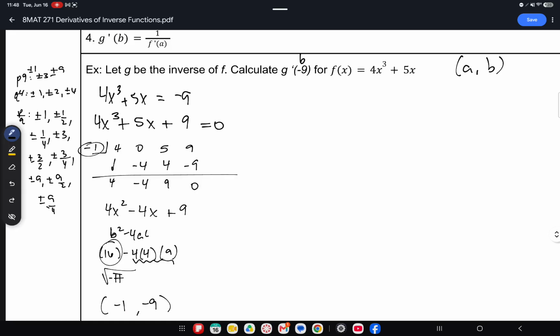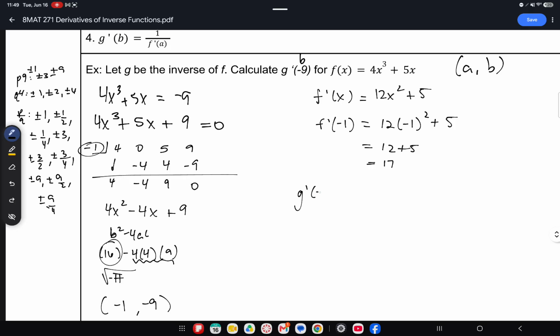So then what I need to find now is f prime of x. That's going to give me 12x squared plus 5. And then I can plug in my -1, which gives me 12 plus 5, which is 17. And remember, the inverse derivatives are reciprocals. So if I'm doing it at -9, that's going to be 1 over 17 as my derivative there.